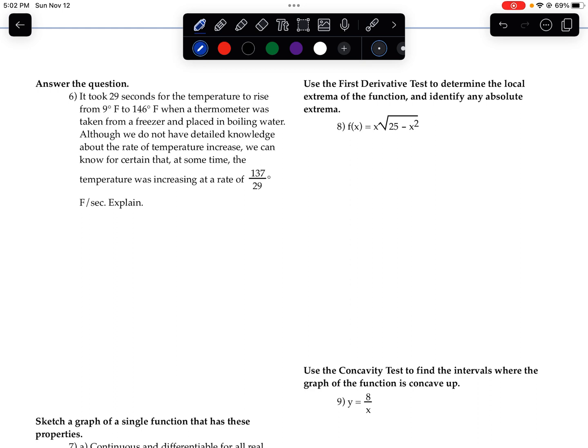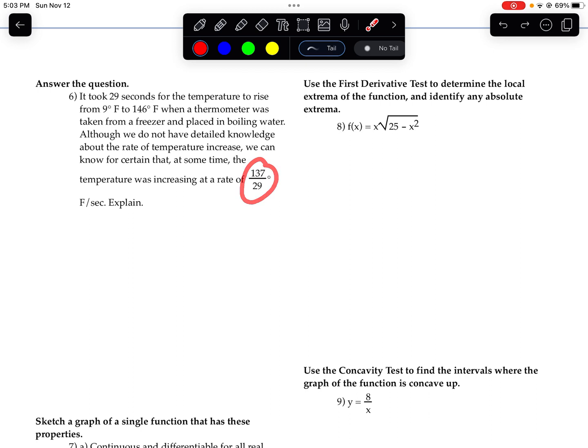So, 137 degrees Fahrenheit is the difference in temperature, from when it reached 146 to where it started at 9 degrees Fahrenheit, and 29 seconds was the interval for which it happened. So this is the average rate at which the temperature increased for every second.